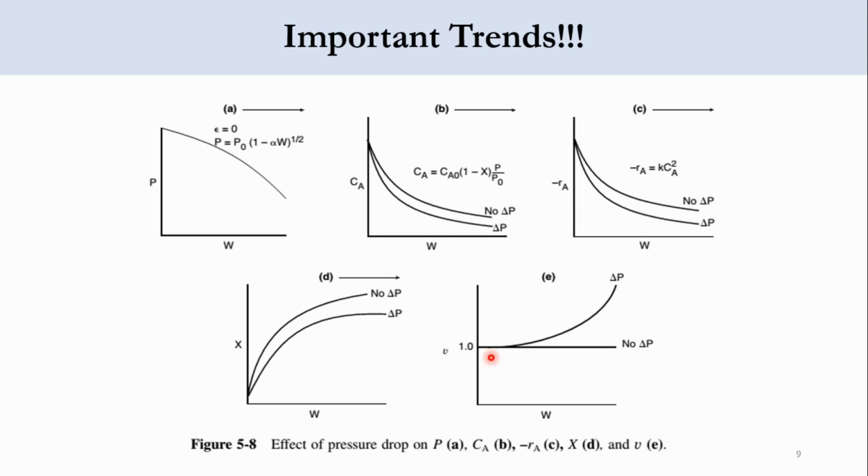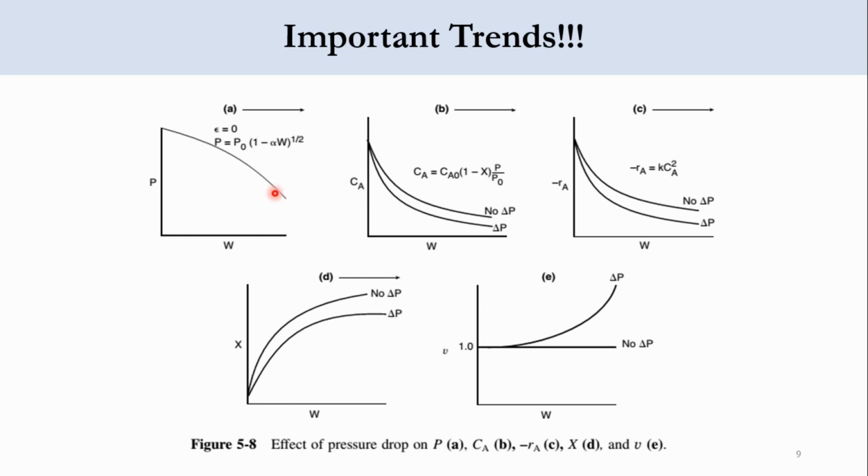Now this is the last part of today's lecture, and you can see here that we are representing the effect of pressure drop on pressure, concentration, rate of reaction, conversion, and volumetric flow rate. Now you can see on the x-axis there is weight of catalyst, on the y-axis in the first term it is pressure. So once there is no pressure drop in the system, the pressure line will be constant. There will be no change with the weight of catalyst on the pressure term. However, once there is a pressure drop, obviously with the increasing weight or increasing length, we can see the pressure is decreasing, and we have seen it in the previous slide when we talked about the pressure profile.